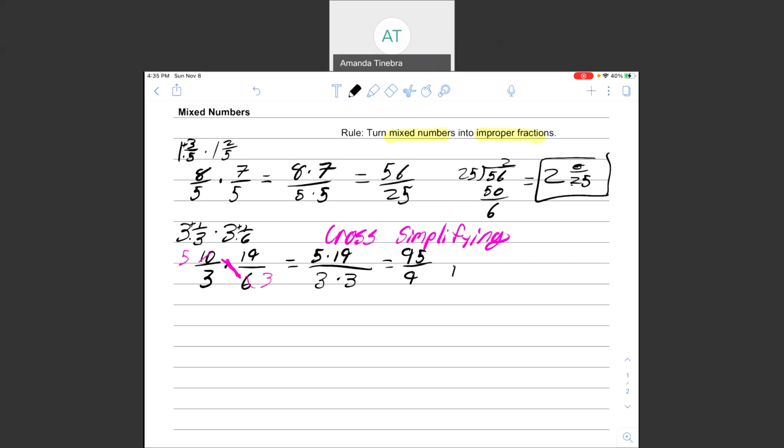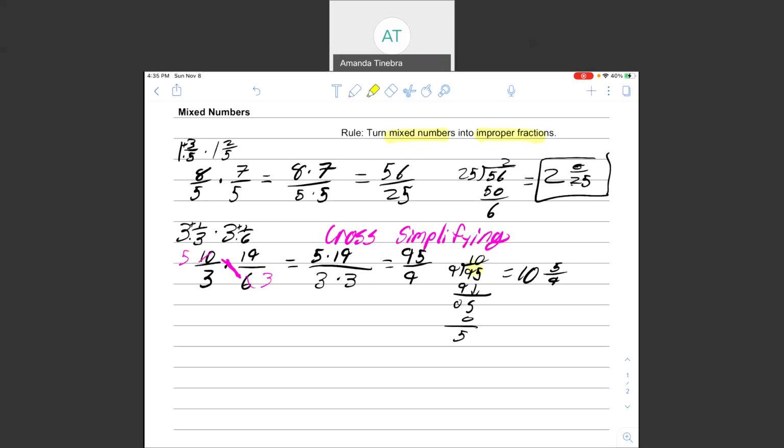Simplifying this, I want to know how many times 9 goes into 95. 9 goes into 9 once, leaving nothing. 5 comes down. 9 goes into 5 0 times. So here I have the answer 10 5/9.